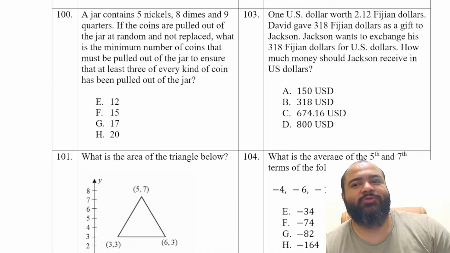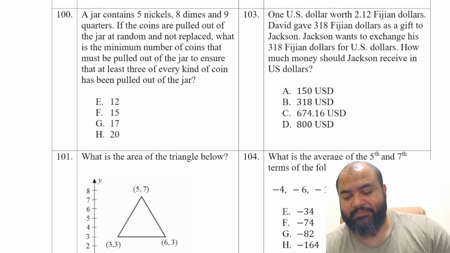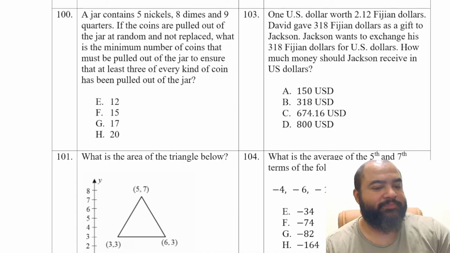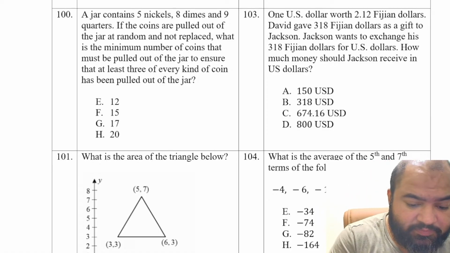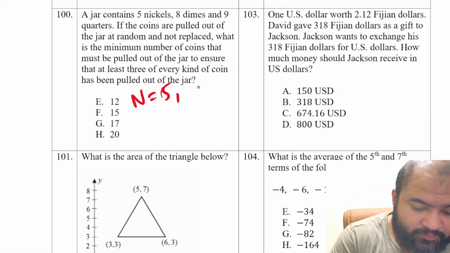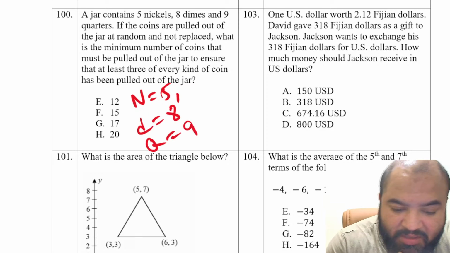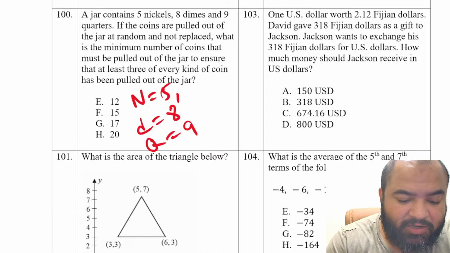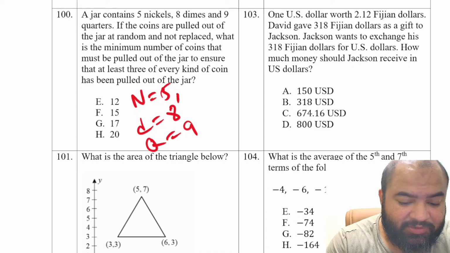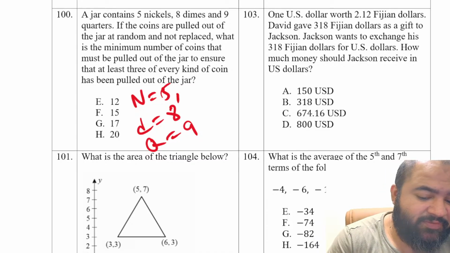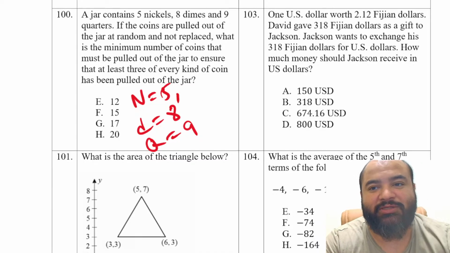Now, how about 100? Anyone needs help? Okay, let's do 100. A jar contains 5 nickels, 8 dimes, 9 quarters. If the coins are pulled out of the jar at random and not replaced, what is the minimum number of coins that must be pulled out of the jar to ensure that at least 3 of every kind is there? Okay, this is a very tricky question, but easy.